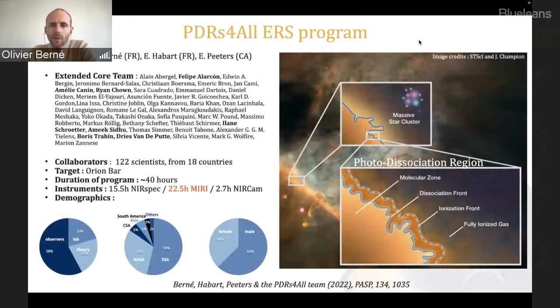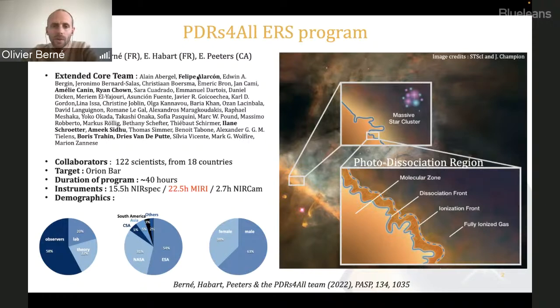The PDRs4All program is an ERS, Early Release Science program, and it's dedicated to the study of photodissociation regions. The photodissociation regions are the interfaces at the surface of molecular clouds, where most of the UV radiation from massive stars in galaxies is absorbed. And this energy is re-emitted in the infrared. In fact, most of the emission you see in the infrared spectra observed by JWST of nearby and distant galaxies arises from these photodissociation regions.